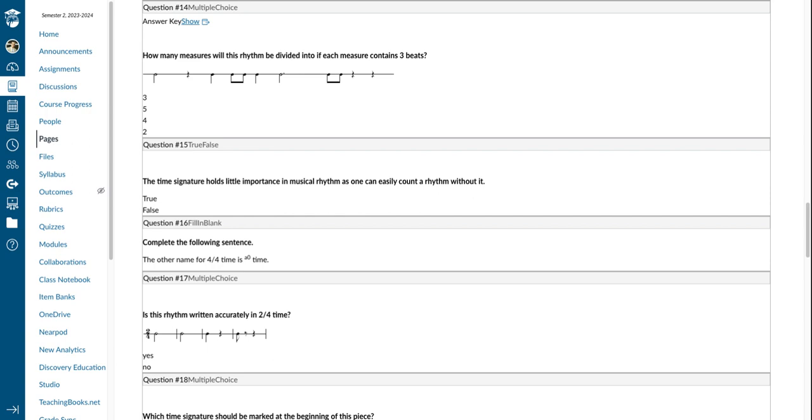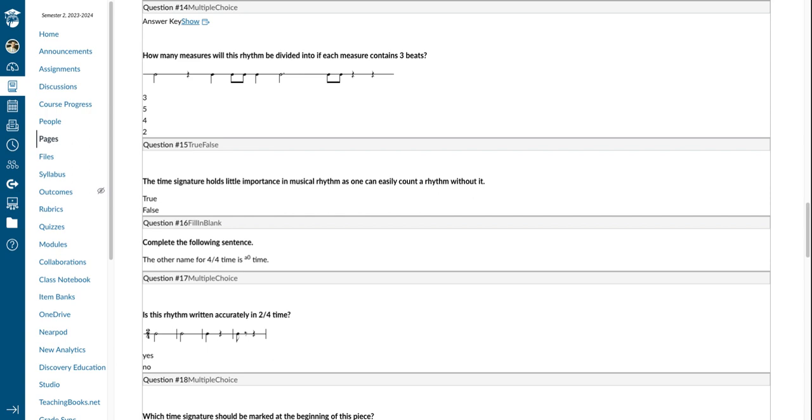And now let's count how many measures. We have 1, 2, 3, 4. So the correct answer would be 4. Anybody have any questions on that? Awesome.